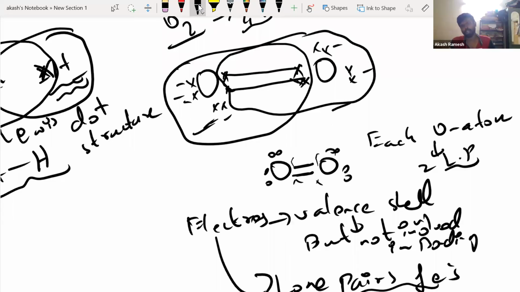What do you mean by outside of the bond? Whichever is not involved in the bond is a lone pair. That's it. Valence electrons which are not involved in a bond are what are called lone pairs. Okay, sir. Good.